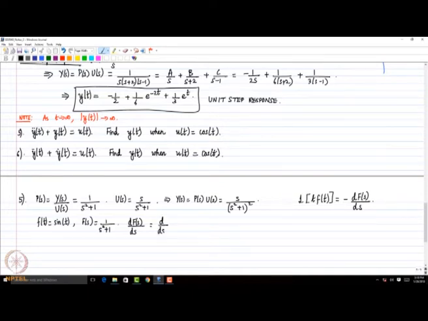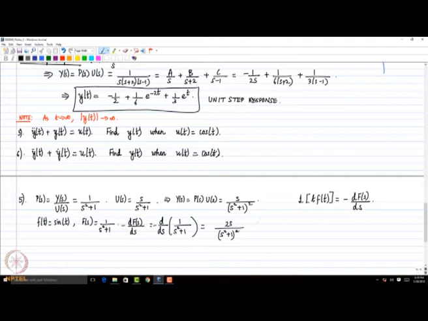d by ds of 1 divided by s squared plus 1. So what is this going to be? I am going to get minus 2s divided by s squared plus 1 whole square. Do you agree? Consequently, if I do minus dF by ds, the minus sign is going to vanish. So that's going to be plus 2s divided by s squared plus 1 whole square.